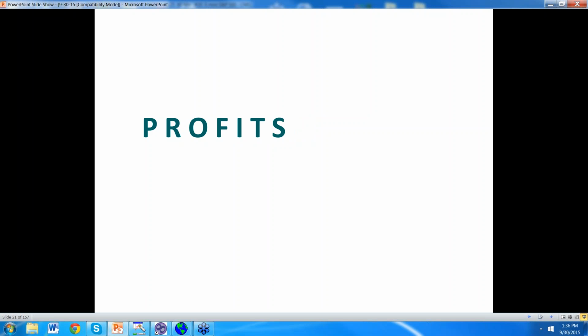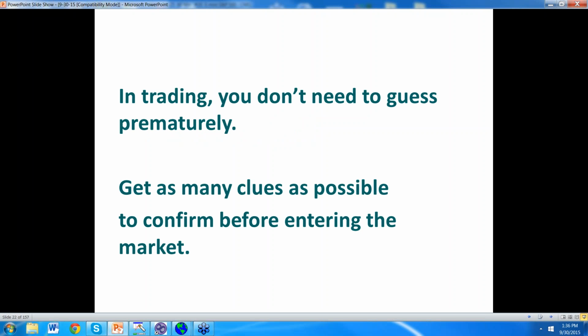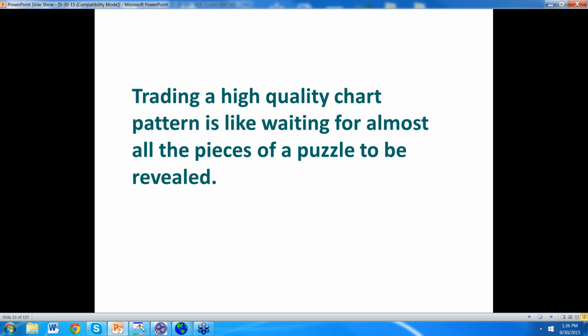Well, yeah. It's easy, because what you're doing here in trading is that you don't need to guess prematurely. What you want to do is get as many clues as possible to confirm before entering the market. Okay? Trading a high quality chart pattern is like waiting for almost all the pieces of a puzzle to be revealed. Okay?